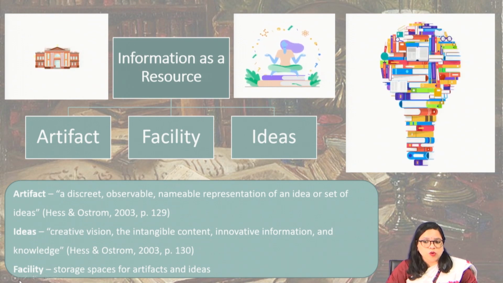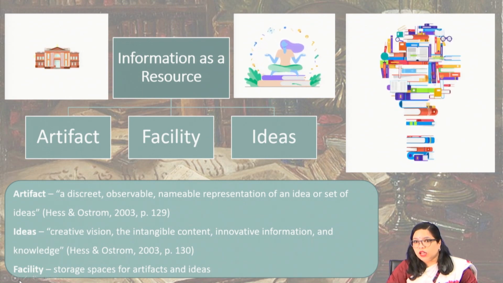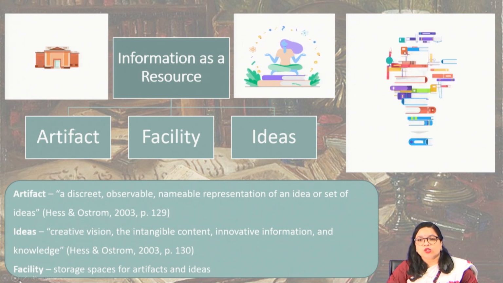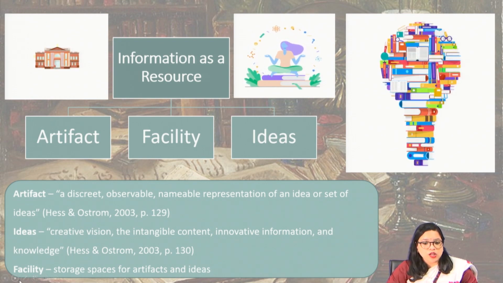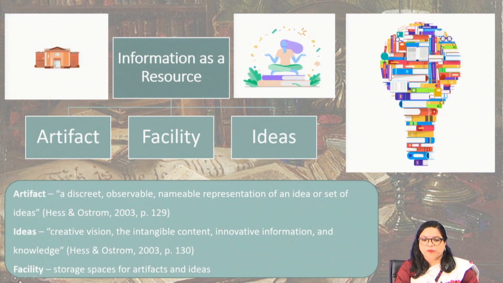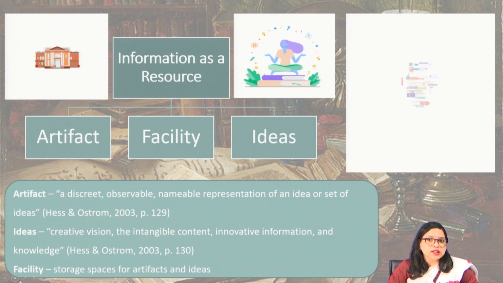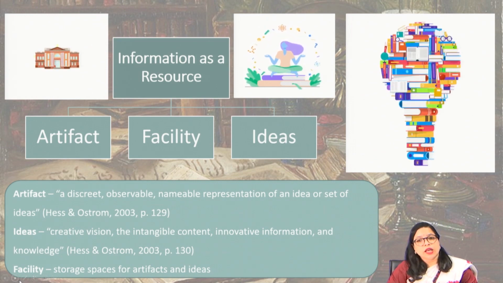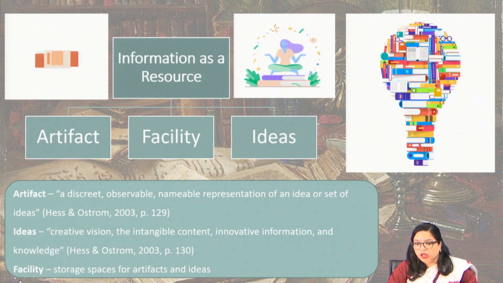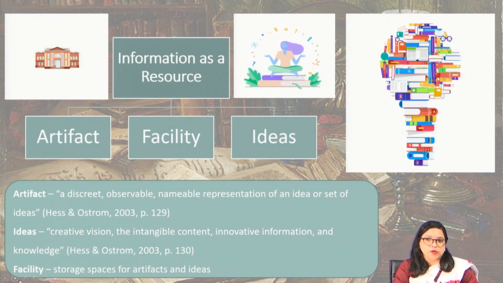According to Hess and Ostrom, an artifact is a discrete, observable representation of an idea or a set of ideas. This artifact can be physical, such as a book, article, files, notes and so on, or it can be digital, which includes digital versions of the same. While the physical version cannot be used by multiple users at the same time, the digital ones can. Artifacts are thus flow units that users can be excluded from using depending on whether they are physical or digital in nature. The latter makes exclusion a difficult process.